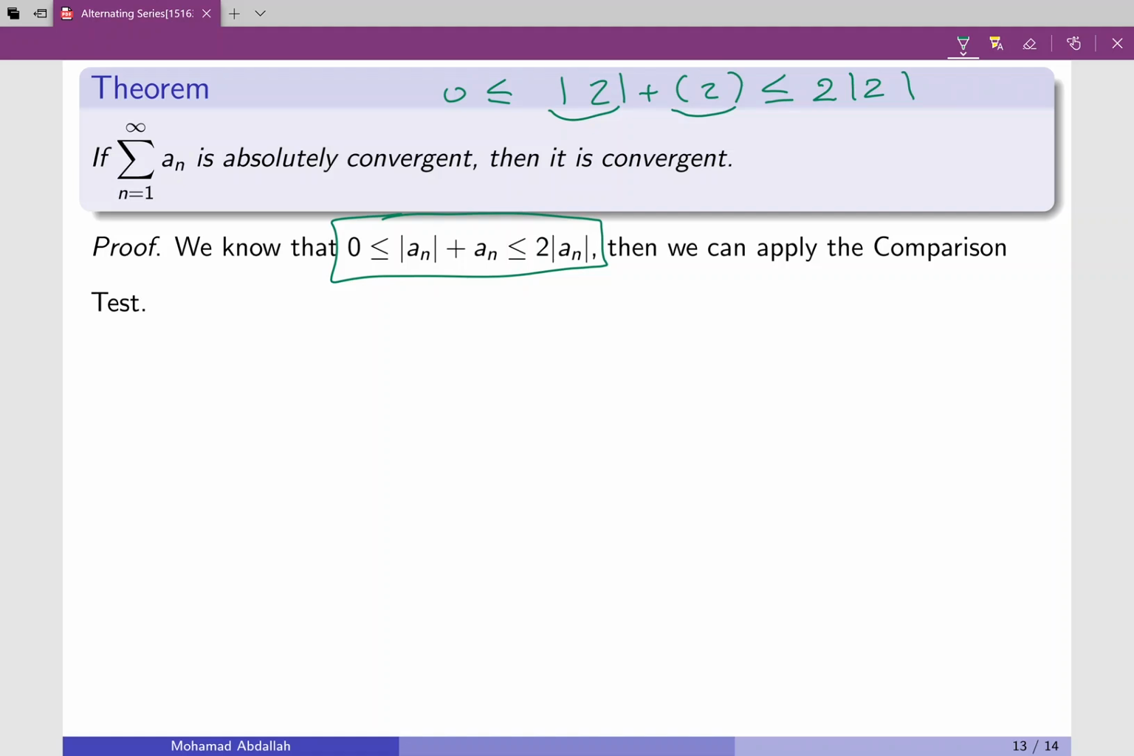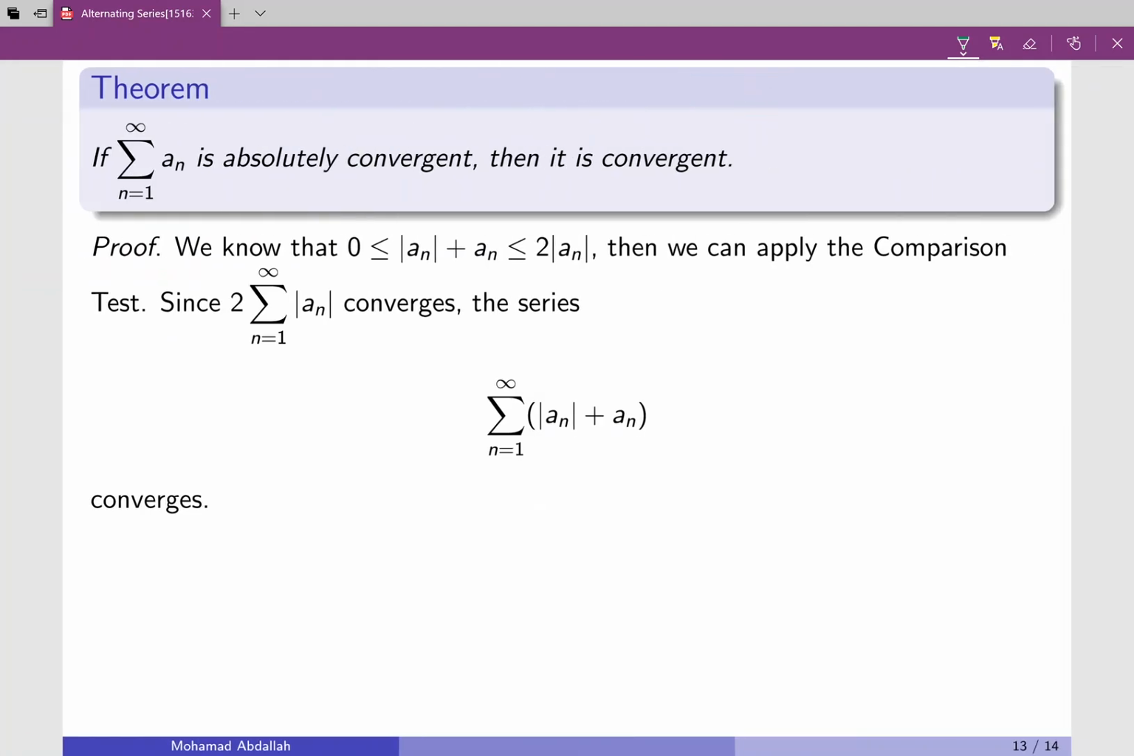Now, why did I want this? Because I want to use the comparison test, and I cannot use the comparison test unless I know that the terms are positive. And here, if I just look at an, it is not positive. So I cannot say, oh, you know, an is less than or equal to this, and if this is convergent, then this has to be convergent. No, you cannot use it because this is not greater than or equal to 0. So that's why we have to be a bit more creative here. So we are considering this inequality.